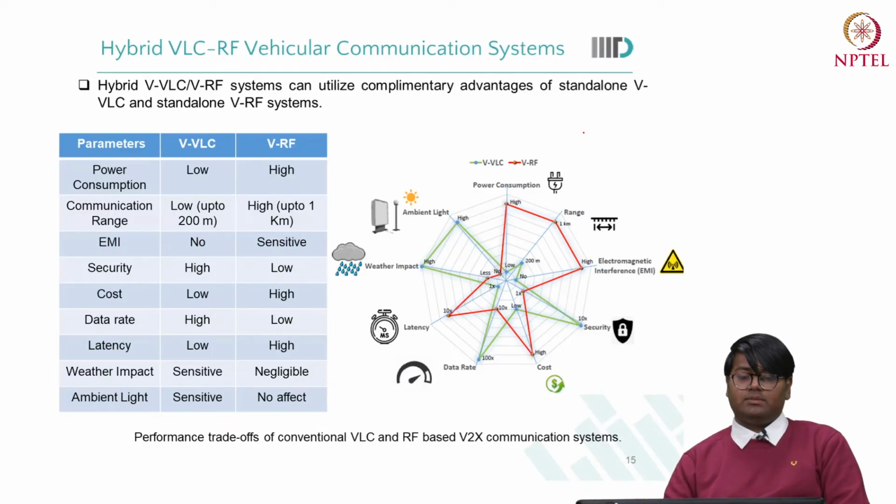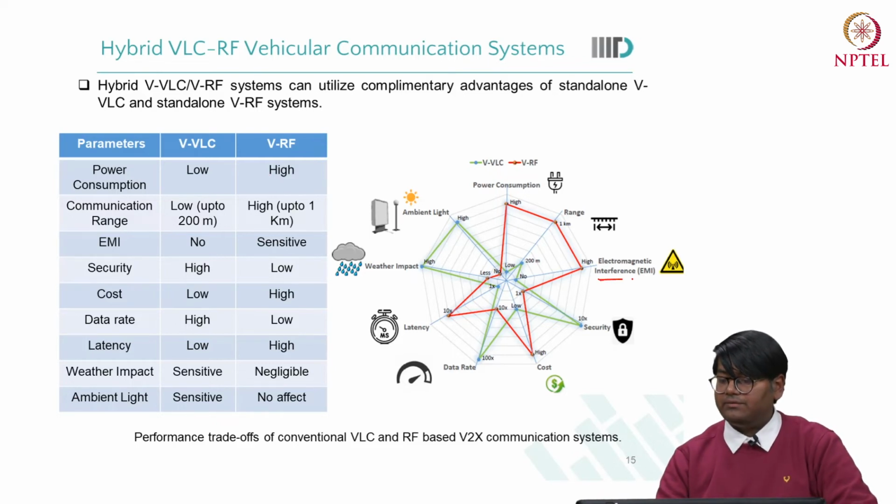As we see from this spider diagram, we see the pros and cons of VLC and RF based V2X communication systems. When it comes to power consumption, vehicular VLC has lower power consumption as compared to vehicular RF. And the communication range supported by vehicular VLC is low, typically around 200 meters, while for vehicular radio frequency communication it is up to 1 kilometer.